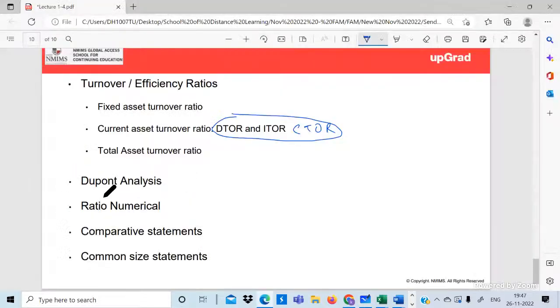Okay, then let's look at DuPont. Any questions on this before we look at DuPont?